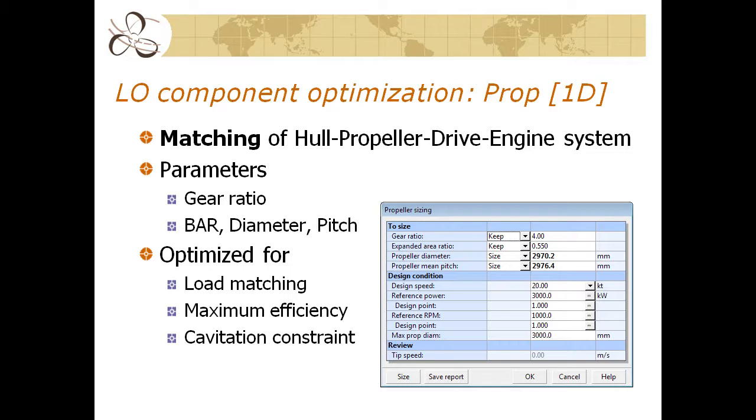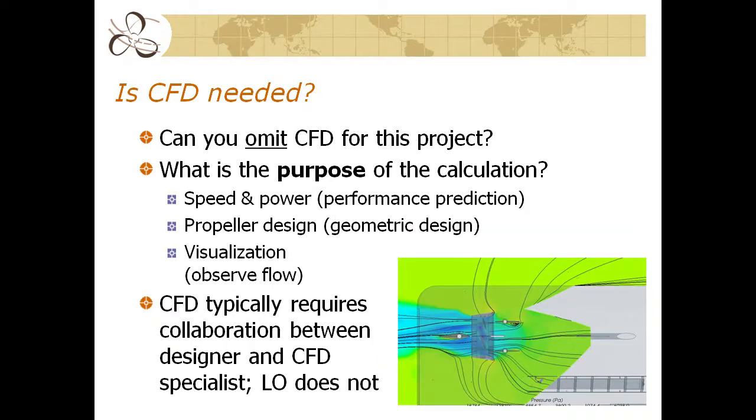And we optimize for load matching, maximum efficiency, and we can even apply a cavitation constraint in this. Now, one of the questions that we want to answer is, is CFD even needed in this? With the Series 60 example that I gave, if you were designing a truly B-Series propeller, perhaps not. Now, what's the purpose of the calculation?